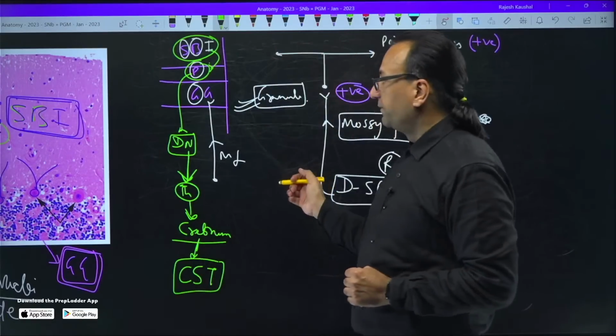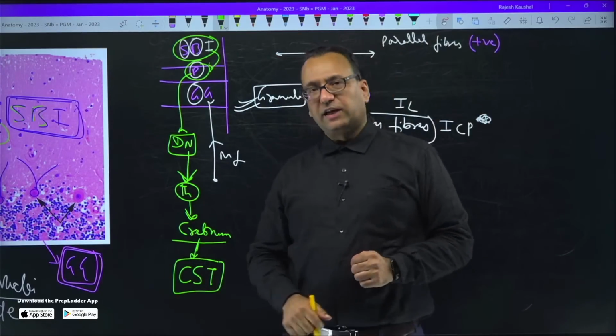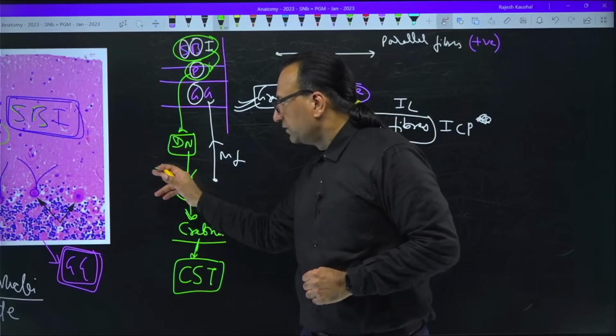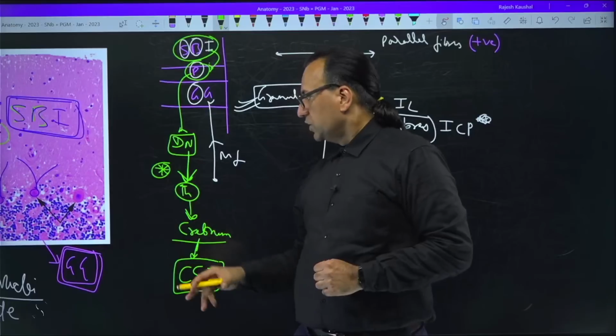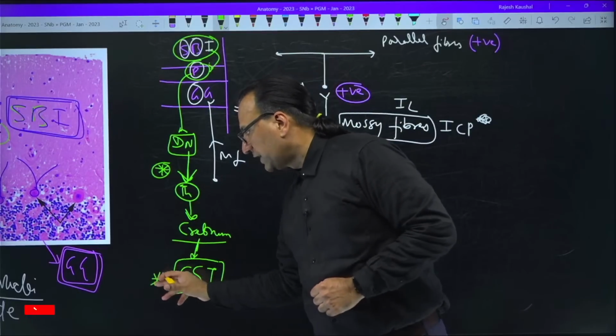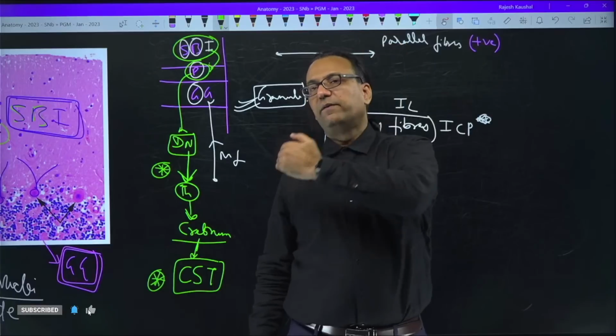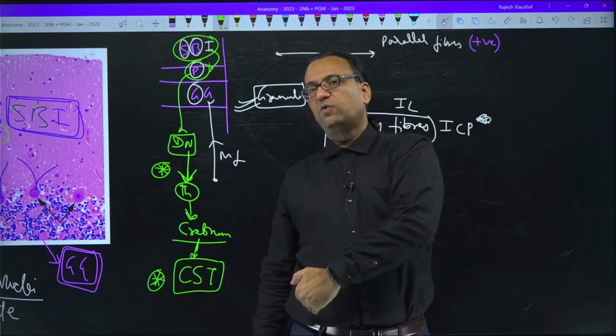So this circuitry, they are continuously asking: where is this dentatothalamic tract decussation happening? Where is corticospinal tract decussation happening? You know, corticospinal tract decussation happens at the lower medulla, then only it goes down.